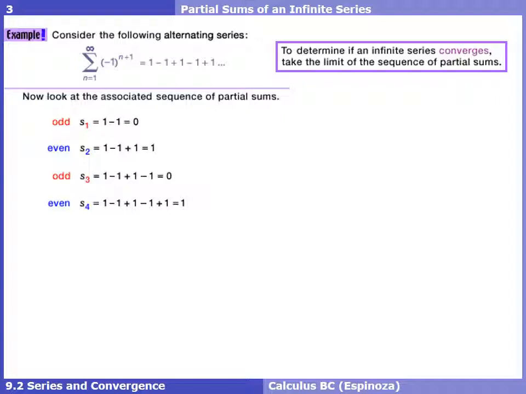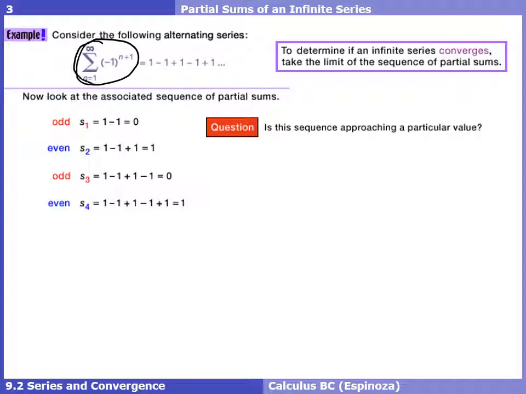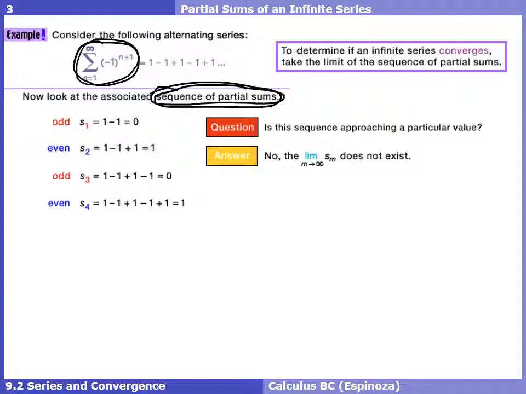And remember, this sequence that we're forming is going to tell us something about this infinite series. We really don't understand how to figure out what this infinite series is doing unless we look at the sequence of partial sums. Once we look at that sequence, then we can figure out what's going on with our infinite series. So, is this sequence approaching a particular value? You'll notice we have a 0, then a 1, then a 0, then a 1. So you can see this sequence of partial sums is alternating.